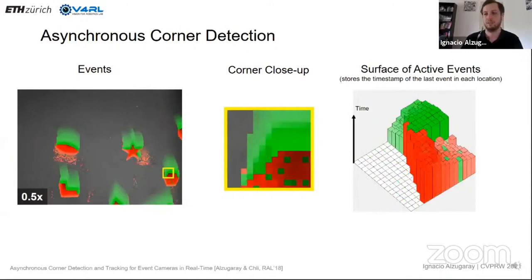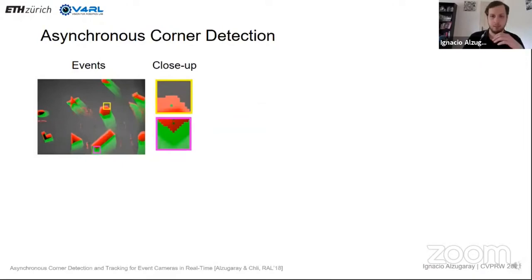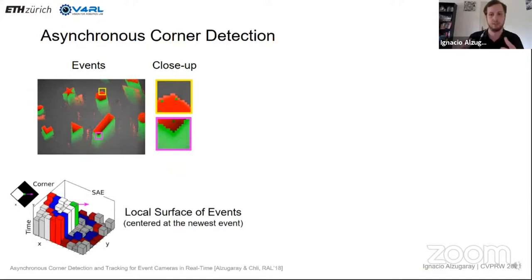At the end of the day, we are just accumulating the latest timestamp of each of the events into the pixel that it was generated to. Then every time a new event comes, we check what the local surface of active events looks like, and based on this, we can classify this incoming event as a corner or not a corner.